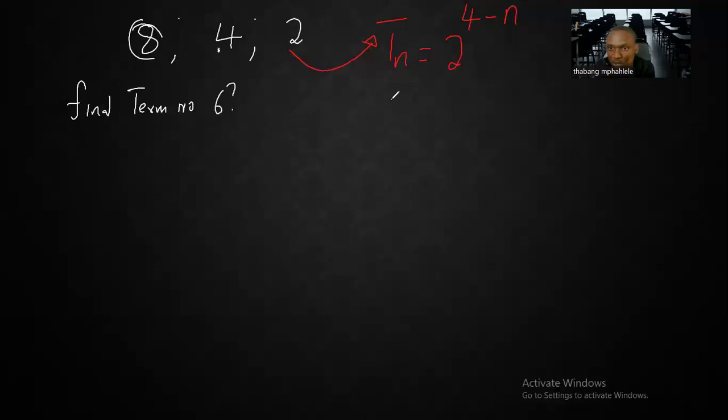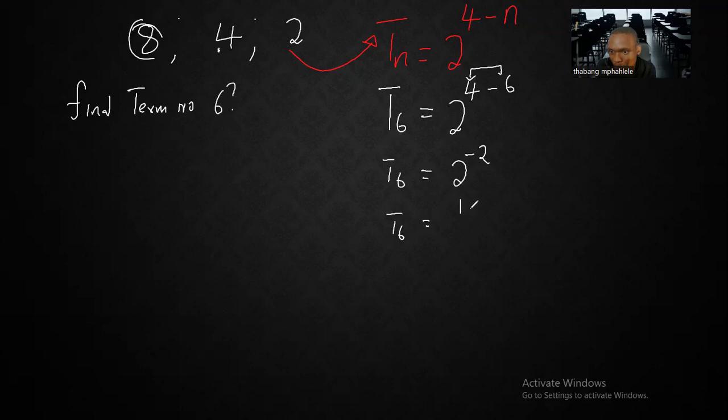So you're going to do this. You say T of n, where there is n, you put 6 because you are looking for term number 6. You substitute your n with 6, so 4 minus 6. Term number 6 is 2 to the exponent negative 2, because 4 minus 6 is negative 2. When you press it on your calculator, it's 1 over 4. So term number 6 is 1 over 4.